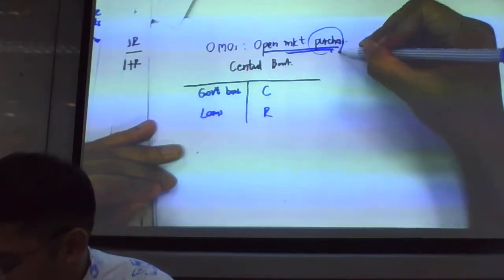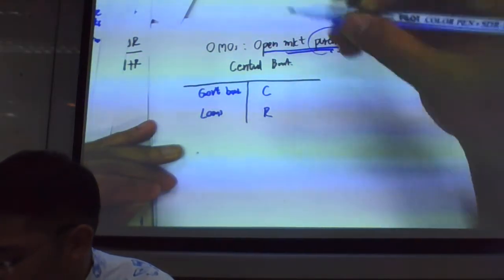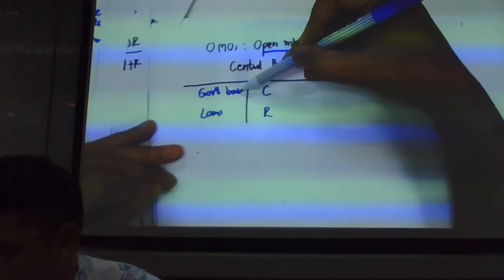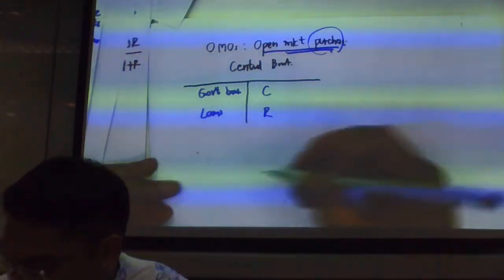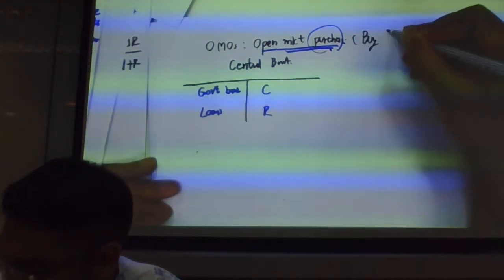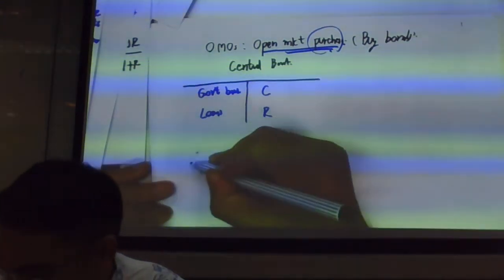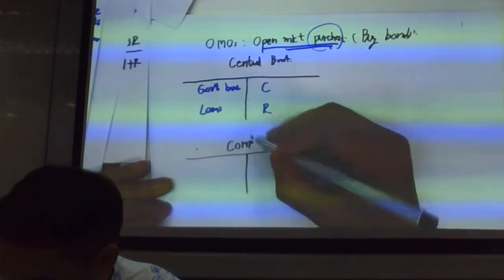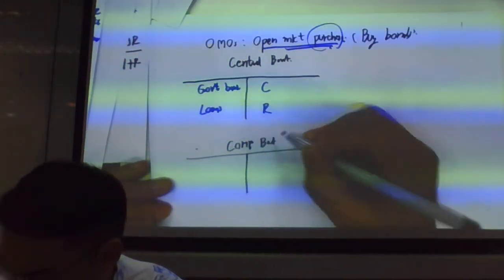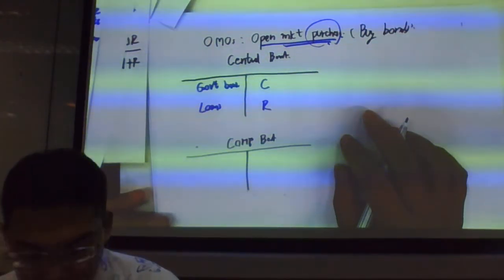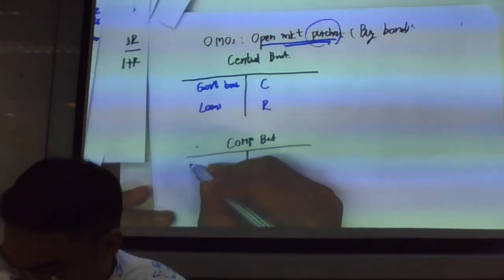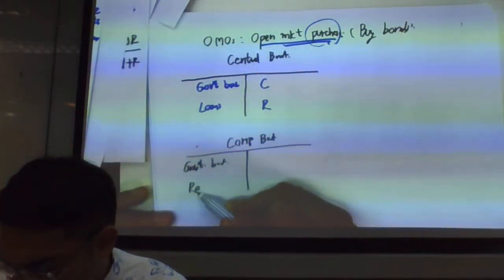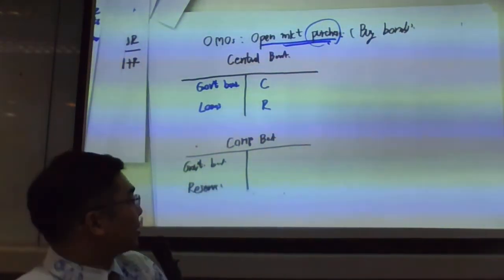In fact, an open market purchase is when the central bank purchases or buys the government bond from the commercial bank. So they buy bonds. Buy from whom? Buy from the commercial bank. And for the commercial banks, we have the securities or the government bonds as assets, and we have the reserve on the asset side.